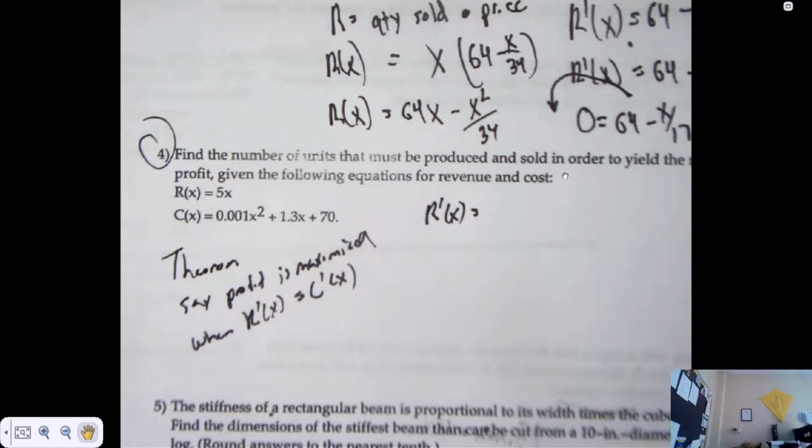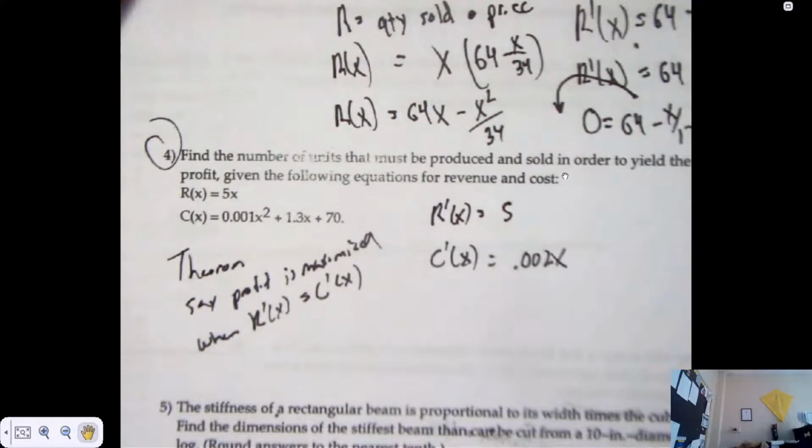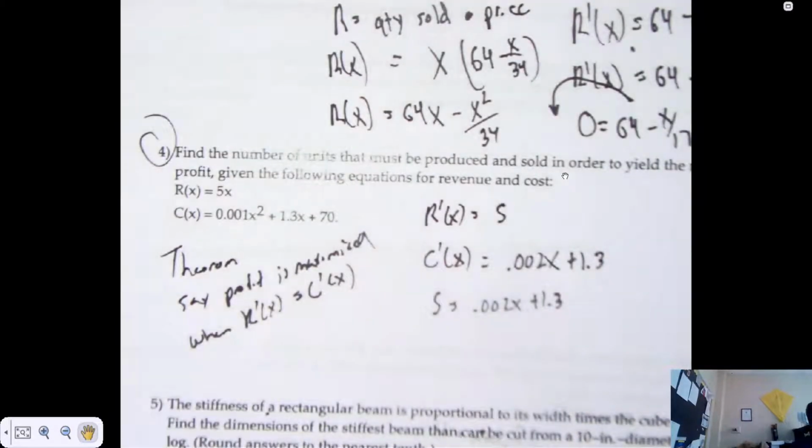What would R prime be? 5. How about C prime? 2000 X, that's right. I would just say 0.002. But good for you. Plus 1.3. And all you gotta do is set those two things equal. So 5 equals 2,000ths of X plus 1.3, and you can do a little subtraction, a little division.